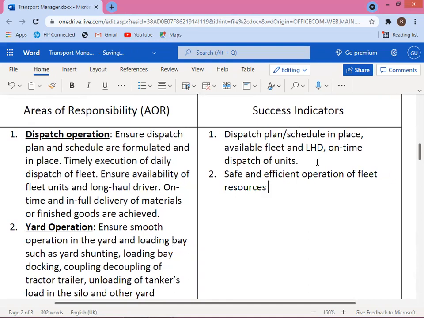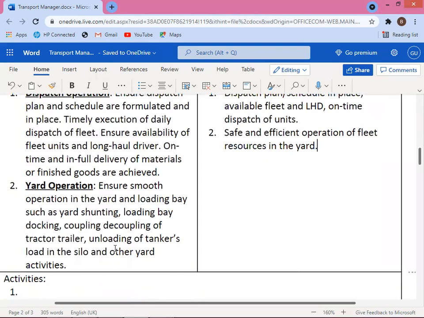Sources in the yard. Simple. Just make it simple. Make it short. The important thing is that we accomplish all these activities in the yard safely and efficiently. And that's it. That we're successful.